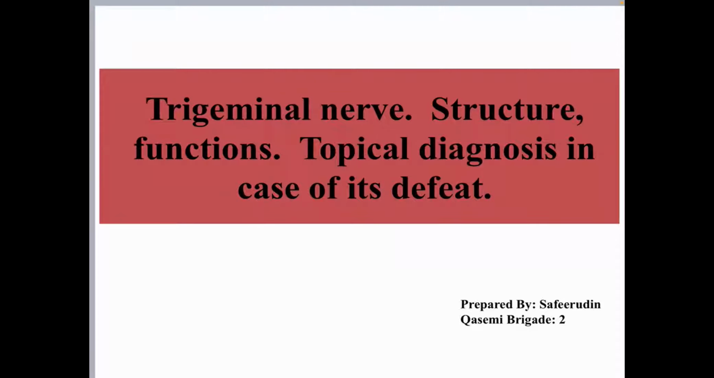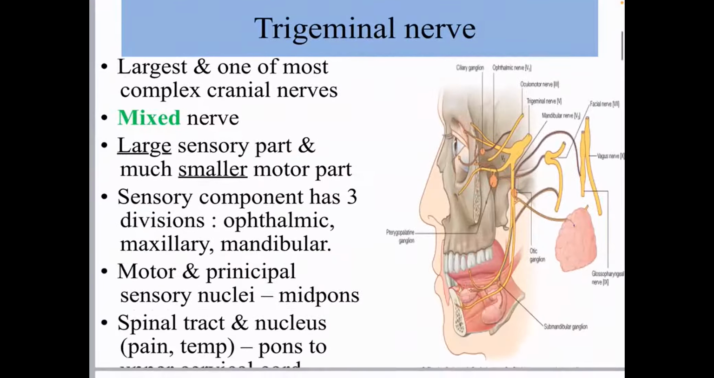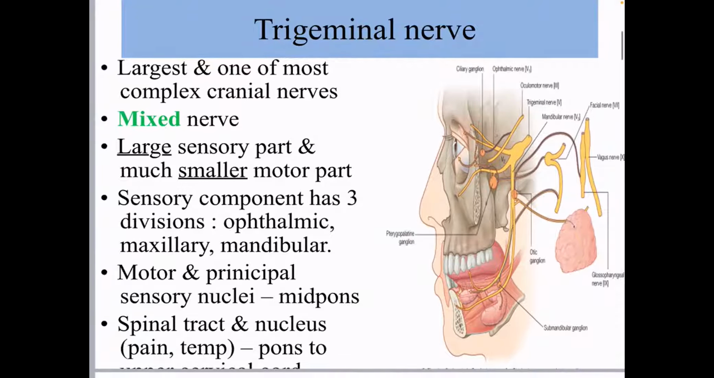Trigeminal nerve: structure, functions, and topical diagnosis in case of its defeat. The trigeminal nerve is the largest and one of the most complex cranial nerves. It is a mixed nerve which has a large sensory part and a much smaller motor part. The sensory components have three divisions: ophthalmic, maxillary, and mandibular. Motor and principal sensory nuclei: mid pons; spinal tract and nucleus: pain and temperature.